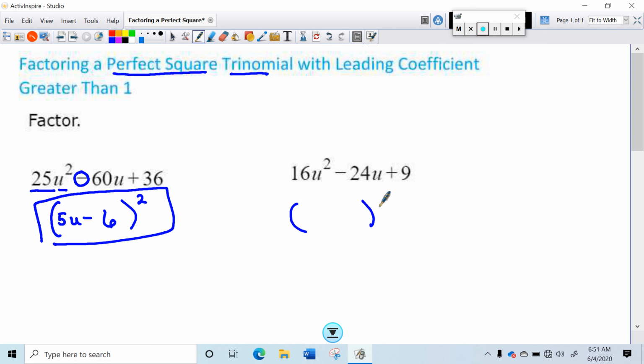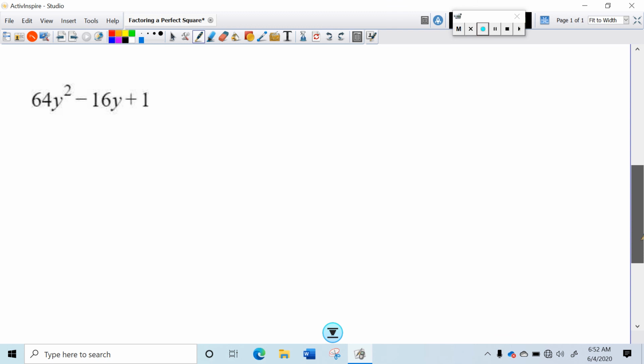Okay, so parentheses squared. The square root of 16 is 4. I have a u stuck to that. Minus sign. Square root of 9 is 3, and then check it. 4 times 3 is 12, times 2 is 24. You should always get that middle term when you're multiplying those last numbers together.